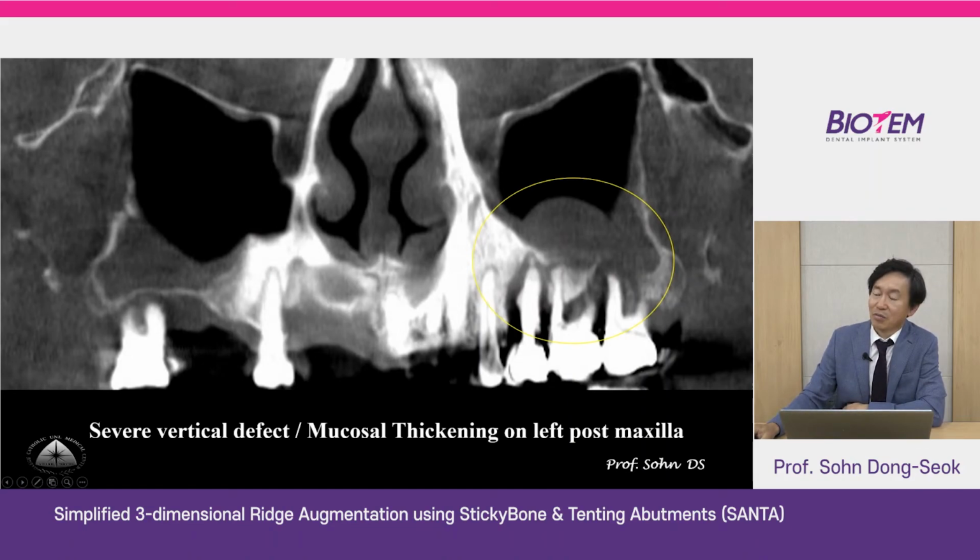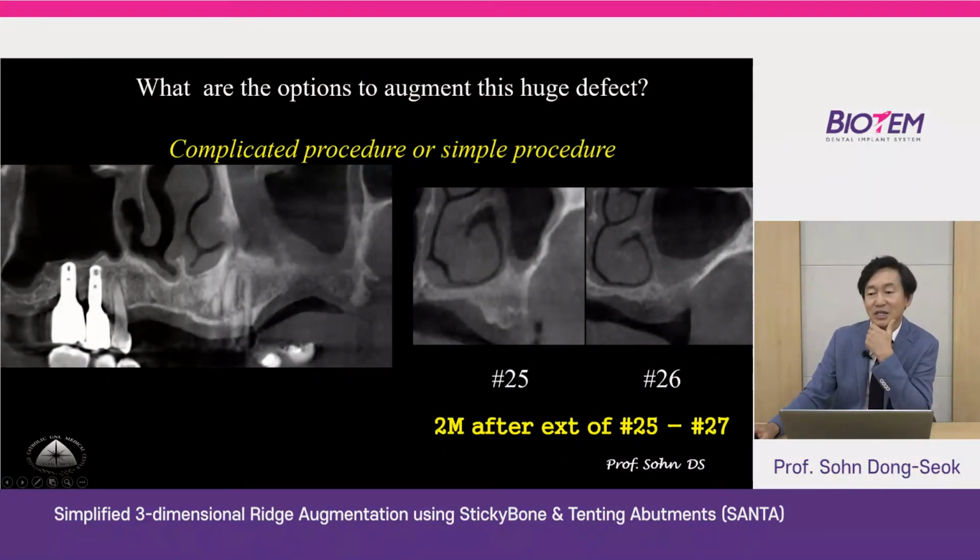You can see the mucosal thickening because of the hopeless teeth showing severe periodontitis. So all these teeth were extracted and the osteoinductive bone graft was prepared at chair side. This is the 2 months healing. The mucosal thickening was reduced.